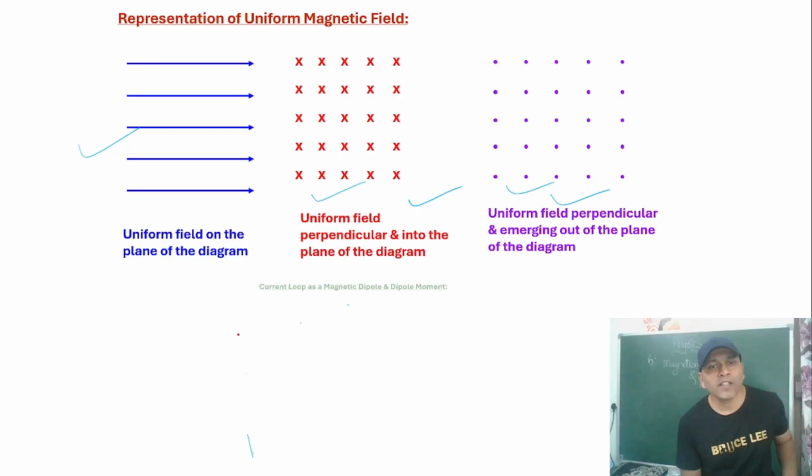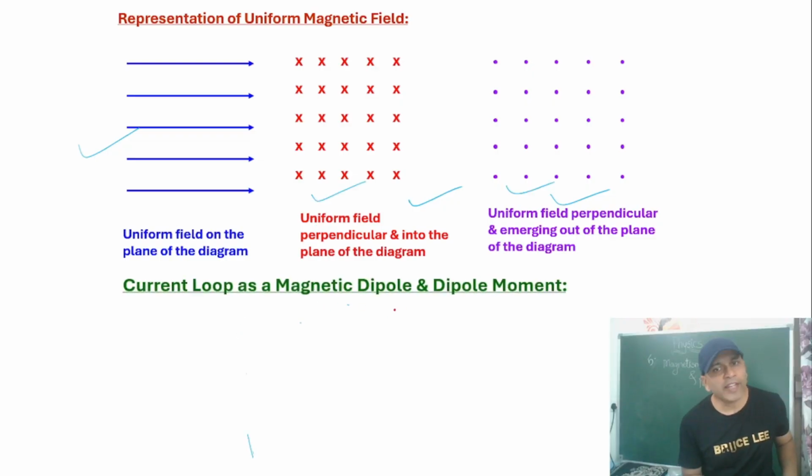Next, the current loop as a magnetic dipole and dipole moment. We can see here a current loop. It enters from this side and goes this way. So we can see that this direction is anti-clockwise.